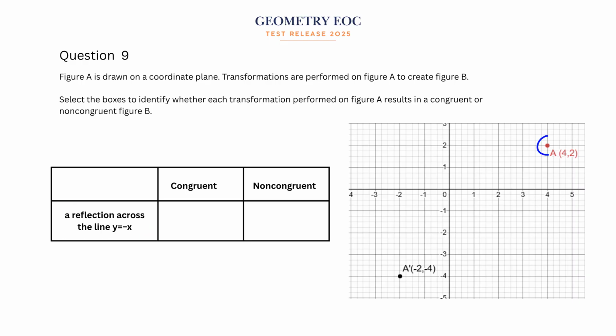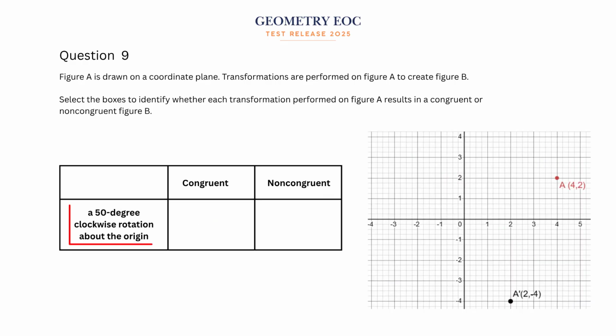Reflection across y = -x. Start with (4, 2). When you reflect across y = -x, swap the coordinates to (2, 4). Then change both signs to (-2, -4). So (4, 2) becomes (-2, -4). It flipped across the line but didn't stretch or shrink. Same size, so congruent.